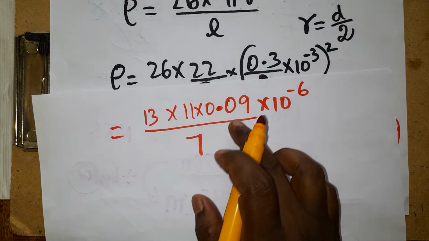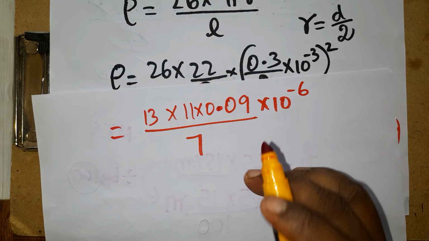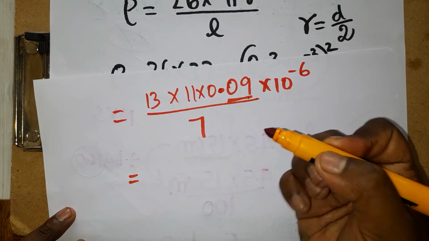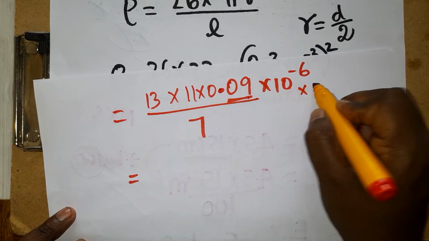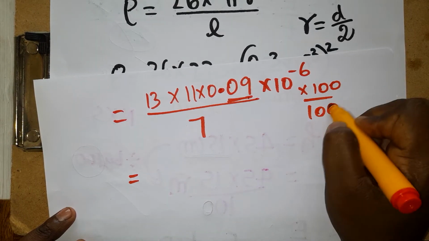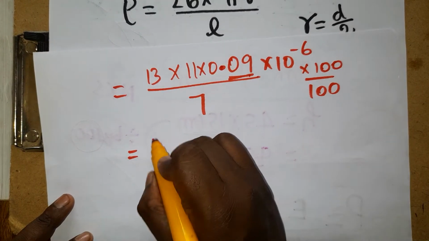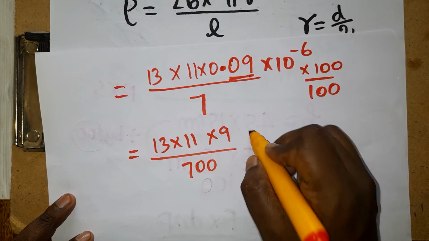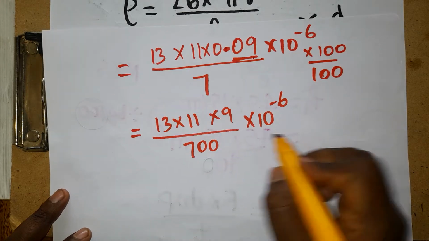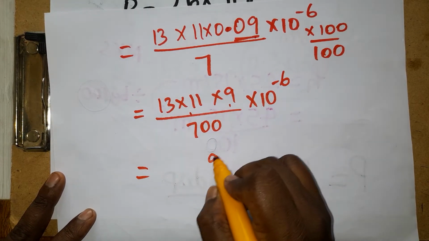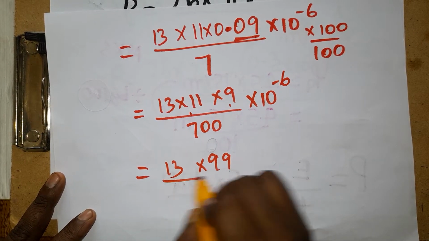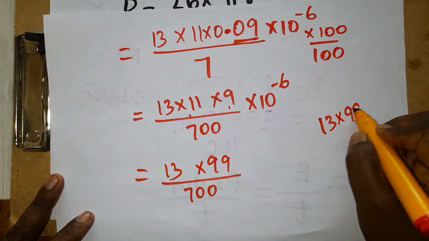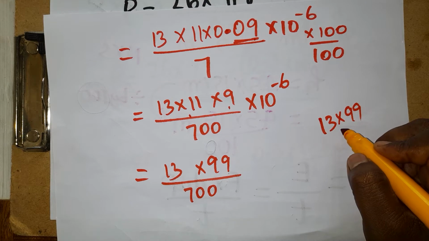Okay. So now what am I going to do? Just multiplication, this and this. I want to make this a round number. Numerator 100, denominator 100, you can multiply and divide, because if you remove the decimal, the calculation will be easy. 13 into 11 into 9 divided by 700 into 10 power minus 6. So 9 into 11, 99. 99 into 13 divided by 700.